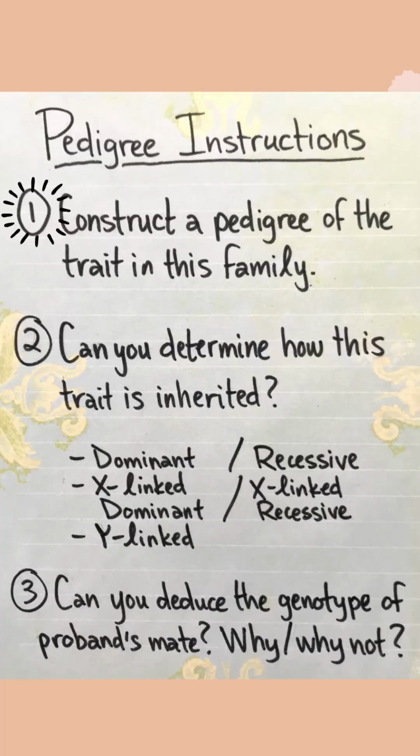The instructions we receive, and the questions we're going to be answering, are: 1. Construct a pedigree of the trait in this family. 2. Can you determine how this trait is inherited: autosomal dominant or recessive, X-linked dominant or recessive, or Y-linked? The third question is, can you deduce the genotype of the proband's mate, and why or why not?